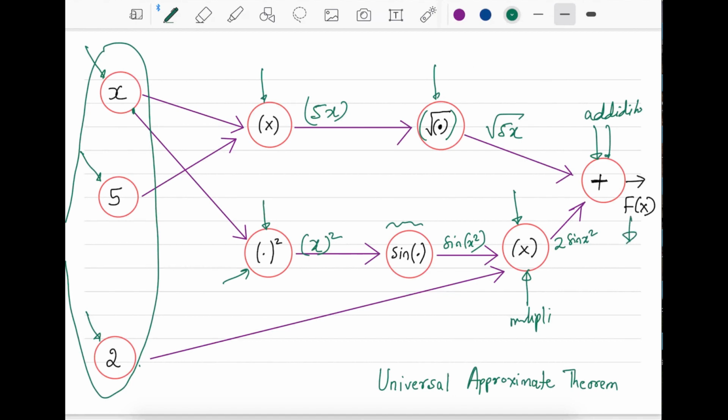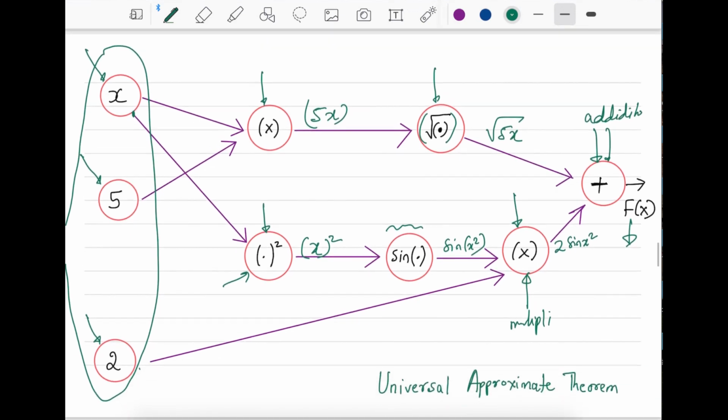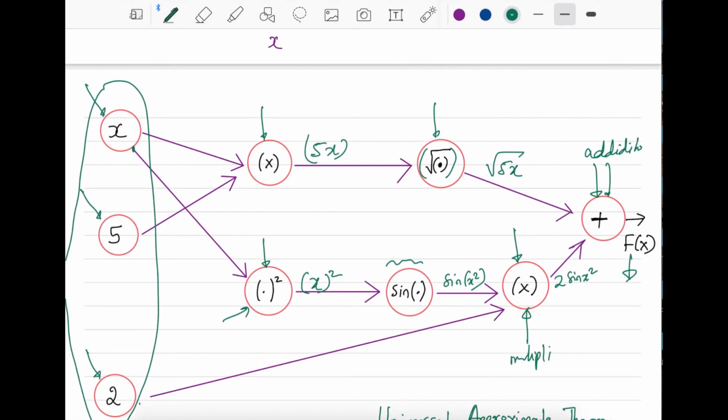This we call a computational flow diagram, which we will go into in detail in our next lecture when we discuss backpropagation. This is what we call a computational flow diagram, and by that we mean how the computation is flowing. But keeping this term aside for backpropagation concepts, which we will do in our next week's course.